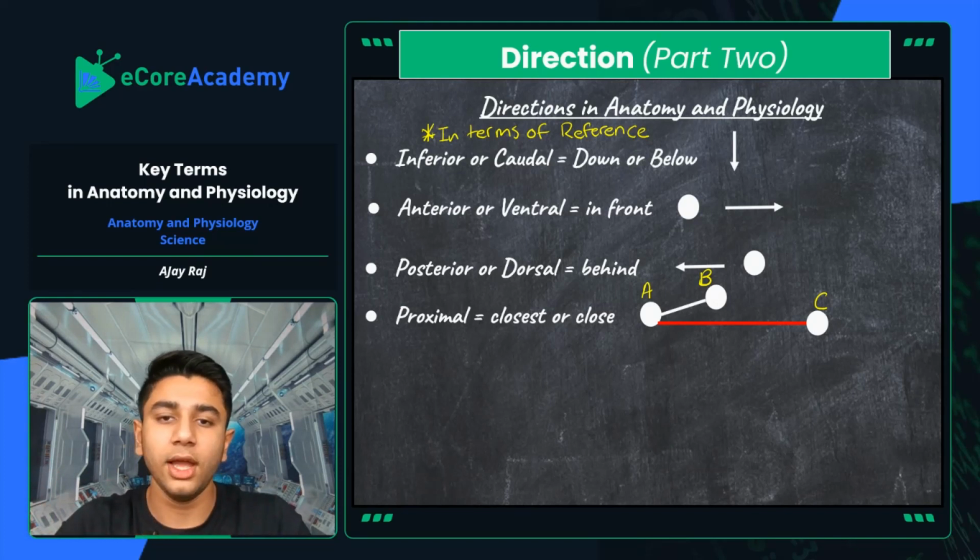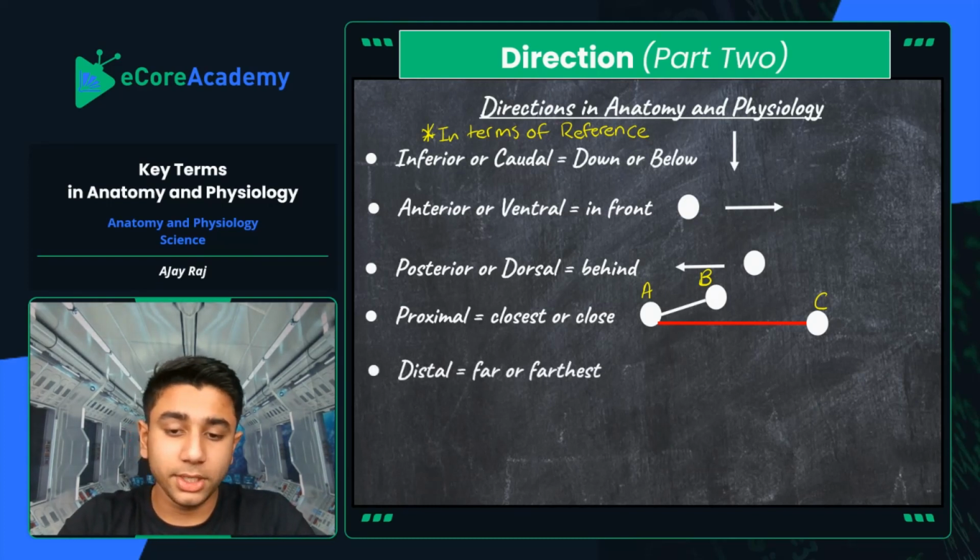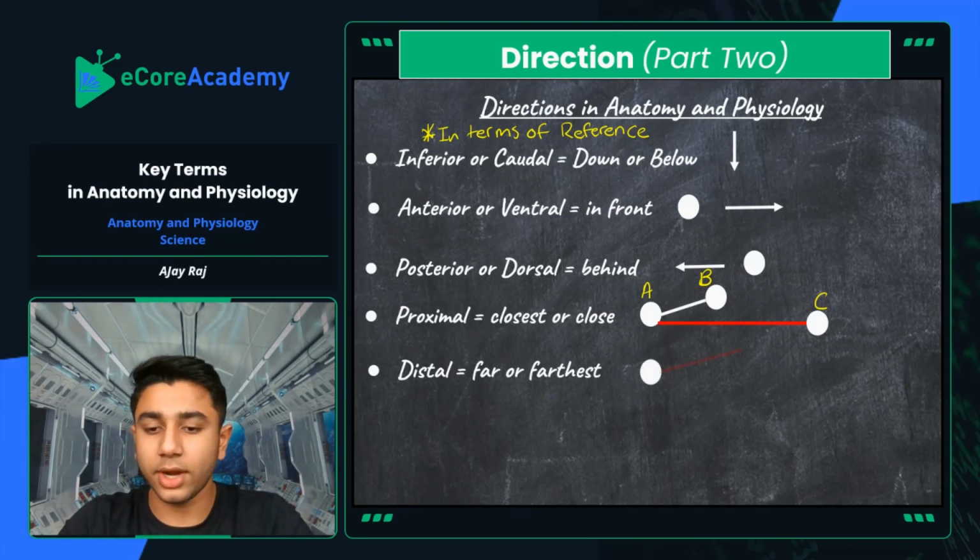It does not have to be. It's all directions included in the 3D plane, just closest in units. So kind of like absolute value. Then distal means far or farthest, so this is just the direct opposite of that.